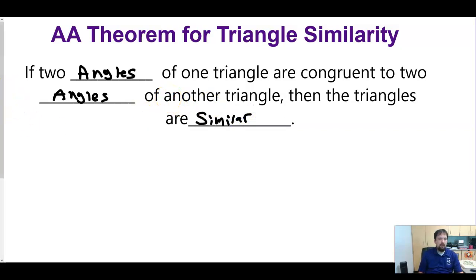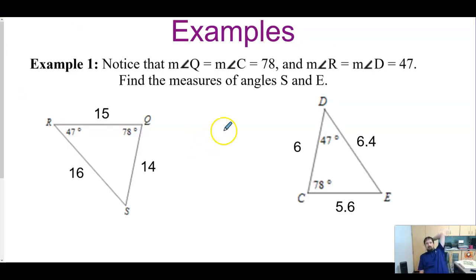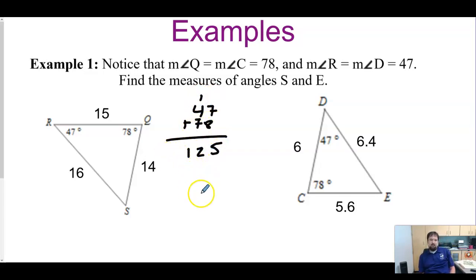Alright, let's apply this theorem. Notice that the measure of angle Q is equal to the measure of angle C. They're both 78. And angle R, at 47, is the same as angle D, 47. So let's find the measures of angles S and E first. I know that the angles of a triangle sum to 180 degrees. So we add 47 plus 78, and we get 125.